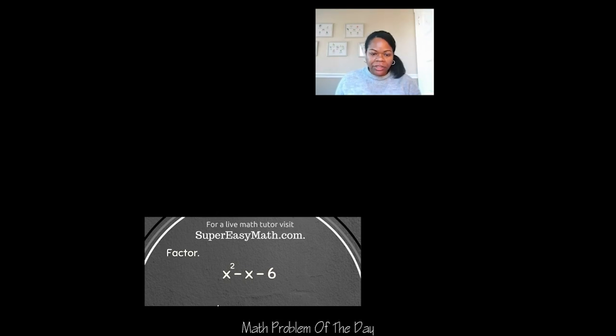Well, when you want to factor a problem like this, you typically want to take your first term, which is usually referred to as your A term, and your last term, which is usually referred to as your C term, and you want to break those down, and you want to find factors that you can multiply together to get those numbers. So I know x squared can be broken down into x times x.